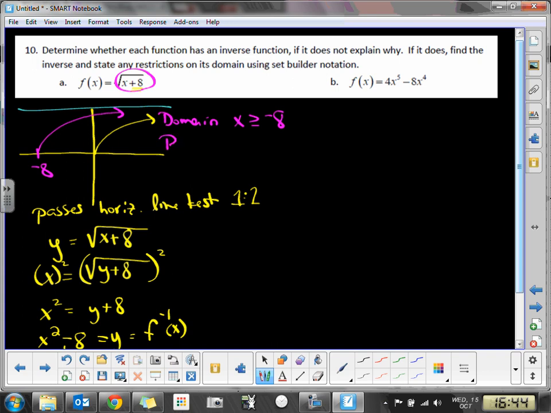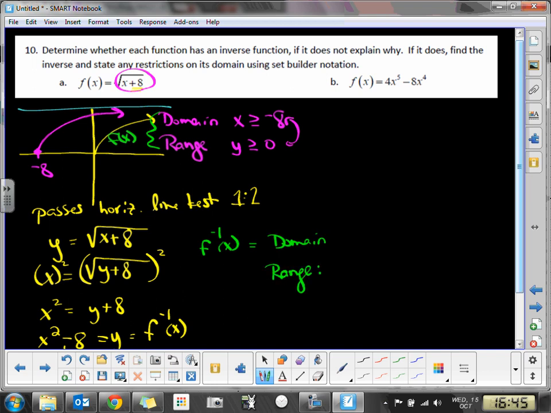The range of this graph, if I know a little bit about what the graph looks like, is all values of y that are greater than or equal to 0. So when we start talking about the inverse function, remember that the roles of the domain and range switch for the inverse. So if this is the function f of x's domain and range, then f inverse of x has to have the reversed roles. So the domain and the range switch roles.